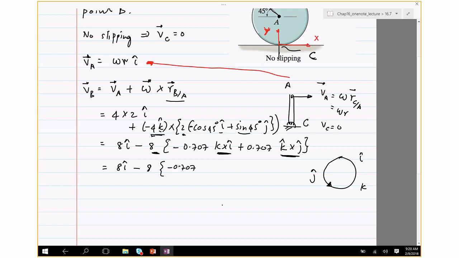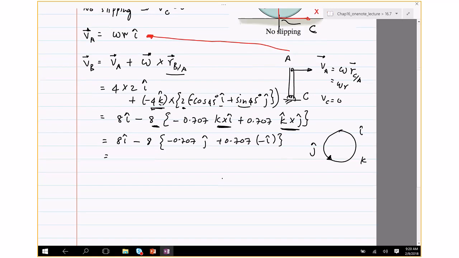k cross i. So if I go from k to i, I'm going in the counterclockwise direction. That should be j. And then to go from k to j, I go in the clockwise direction. So that's going to be negative i. So eventually this comes out to be the velocity of B. After doing all the math and simplifying, it's 2.34 i plus 5.65 j.